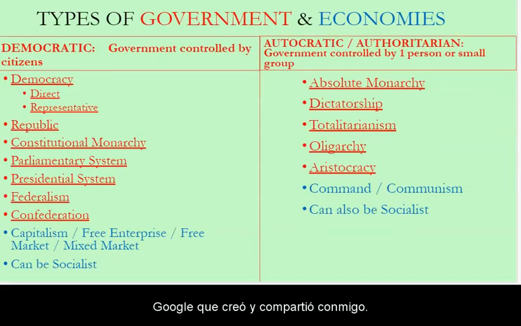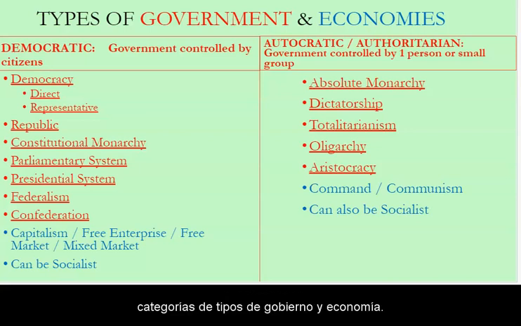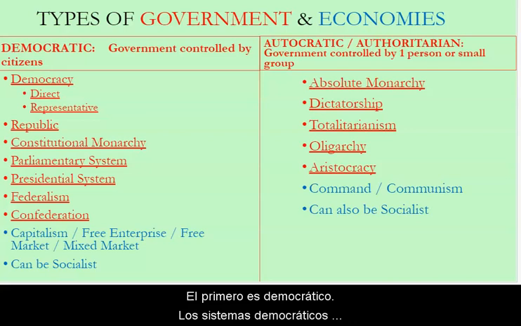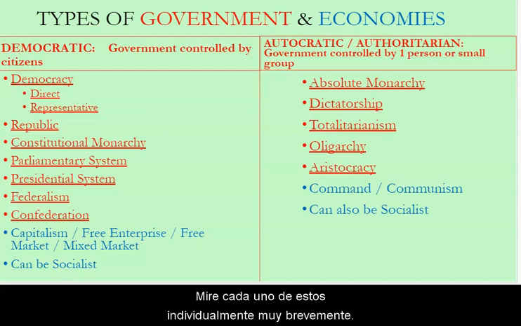First of all, let's take a look at the two categories of types of government and economies. The first is democratic. Democratic systems are controlled by the people, or citizens, that belong to a government, while autocratic and authoritarian governments that you see on the right side of your screen are generally controlled by one person or a small group of people. Let's look at each of these individually very briefly.